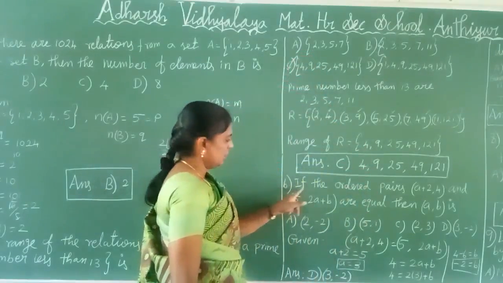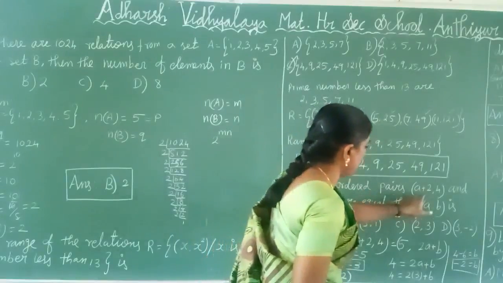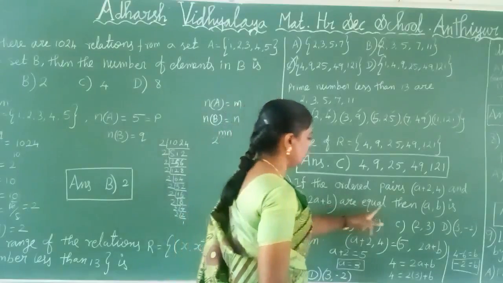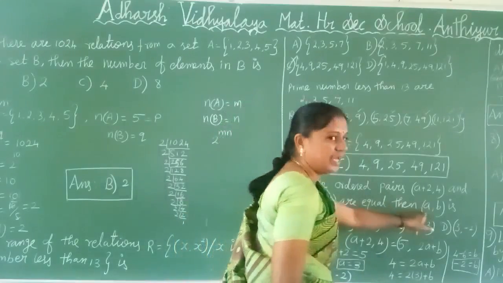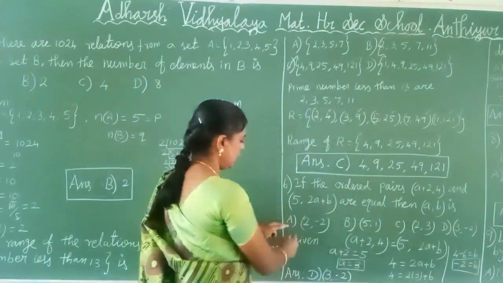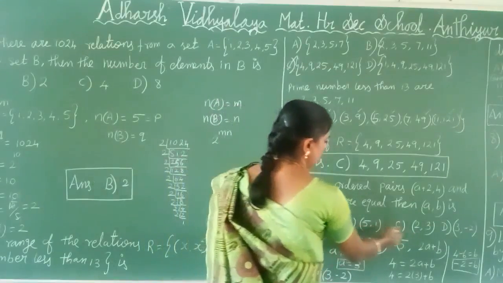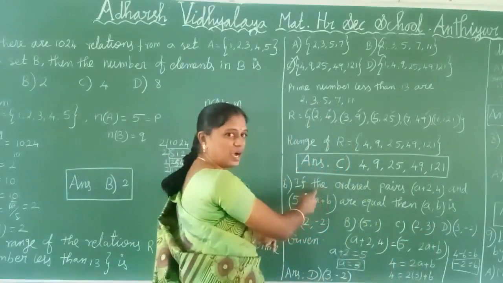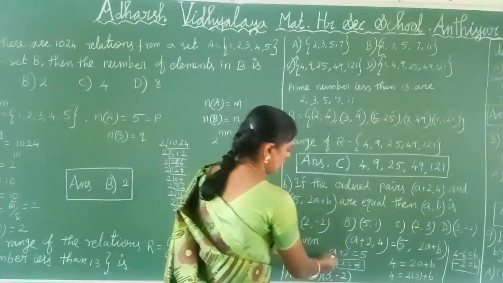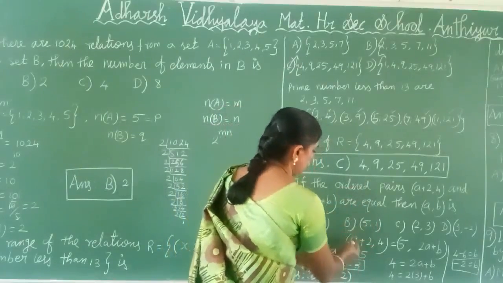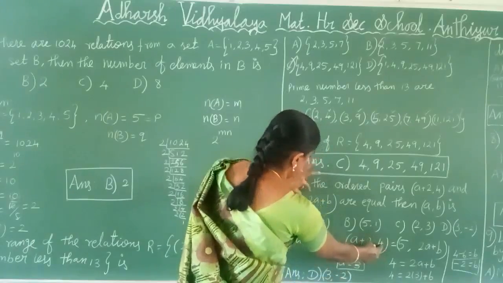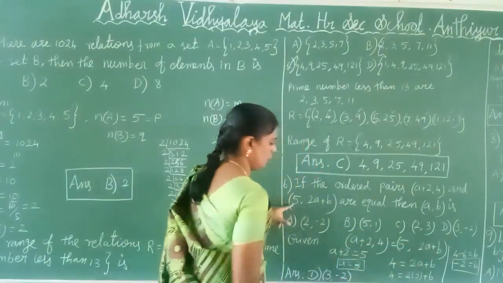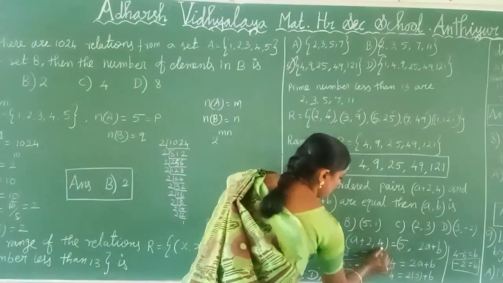Sixth one. If the ordered pairs (a + 2, 4) and (5, 2a + b) are equal, then (a, b) is dash. Option A: (2, -2), B: (5, 1), C: (2, 3), D: (3, -2). So here the ordered pairs are given. (a + 2, 4) is one ordered pair and (5, 2a + b) is the other, and these two are equal.